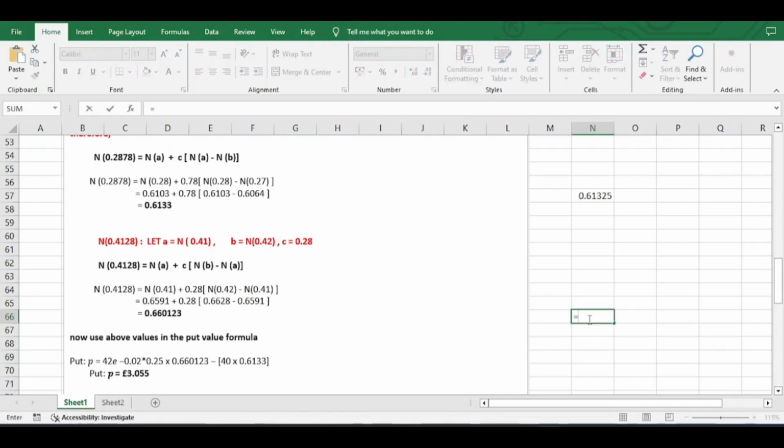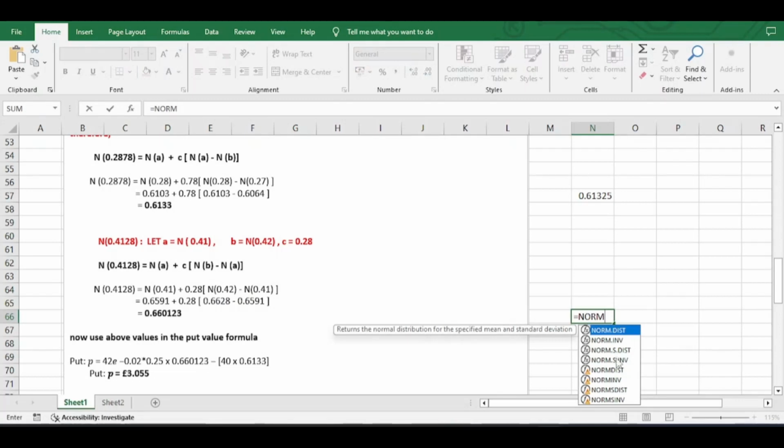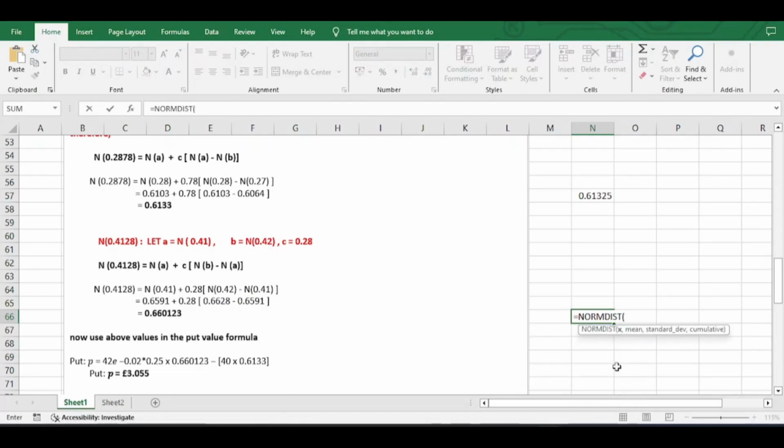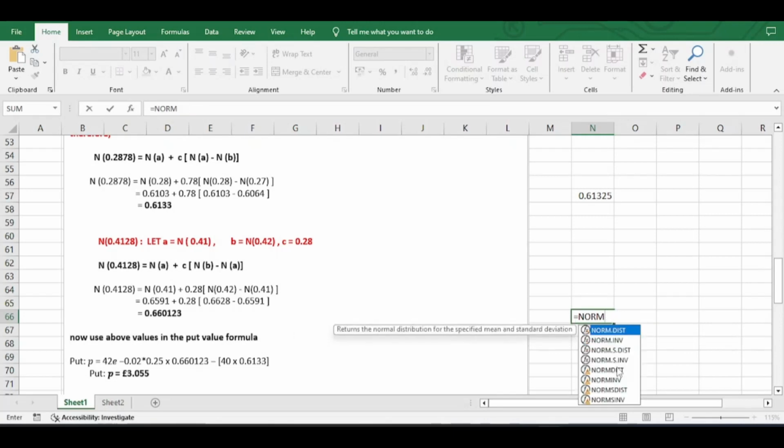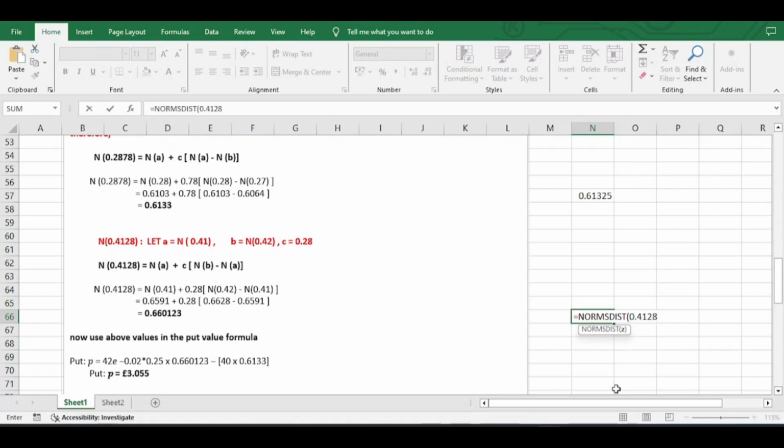that number using the Excel function. 0.4128. Yes, this is exactly the same number.